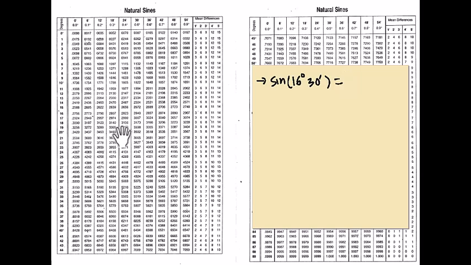Now let's see, this is 16 degrees here. Everyone is seeing that 16 degrees, and you want 30 minutes. So we'll just cross this number, and you see this is the row that I am following, and then this is the 30 minutes we want, right? We'll just cross this line, and you reach this particular number, 2840. So this is the answer, 0.2840. I hope you got this correct.